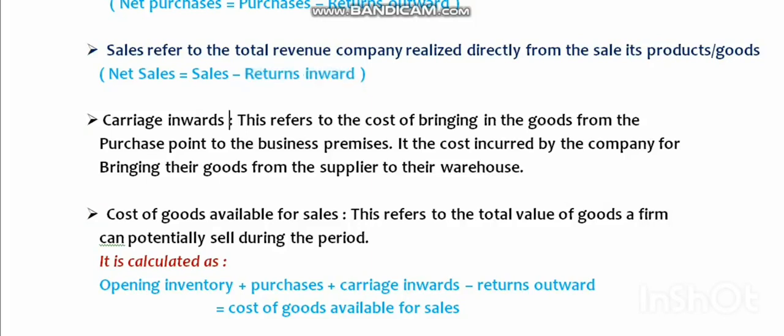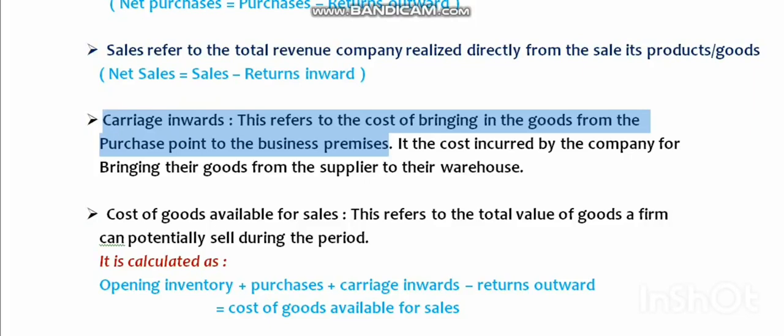Returns inward. Then we look at the carriage inward. So the carriage inward refers to the cost of bringing in the goods from the purchase point to the business premises. So when the company buys goods from the supplier, they pay for transportation from the place they purchase the goods for the goods to be transported or delivered to their warehouse in their location. So that is called what? Carriage inward.